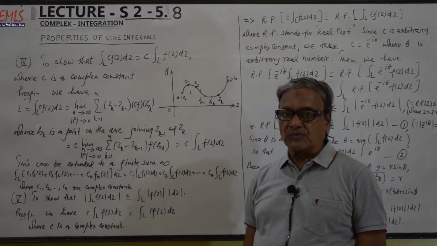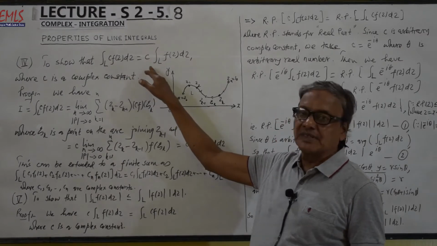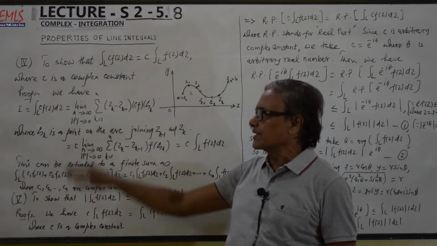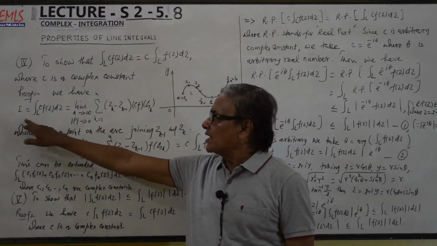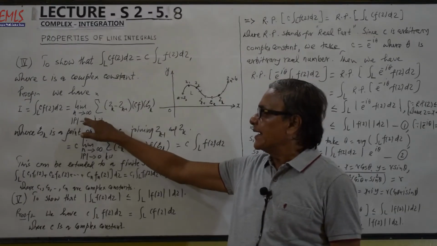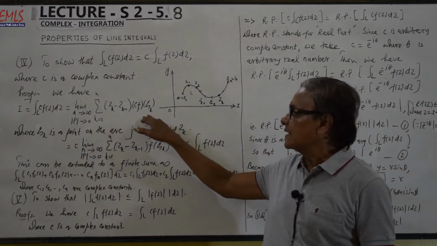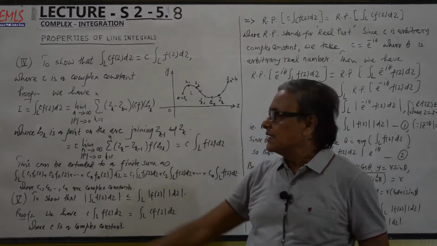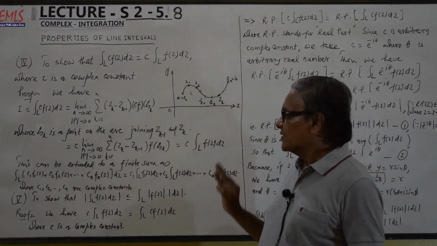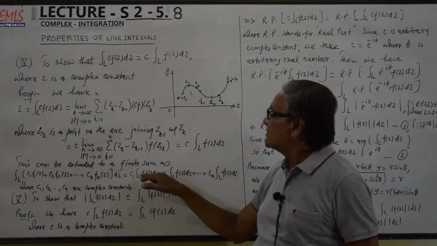Next property is property number 4. To show that integral over L c f(z) dz equal to c times integral over L f(z) dz where c is a complex constant. Proof. We have I which is equal to integral over L c f(z) dz. This will be limit n tending to infinity, norm p tending to 0, sigma (zk minus zk-1) c f(xi k), k equal to 1 to n by definition, where xi k is a point on the arc joining zk minus 1 and zk as shown in the diagram. This can be extended.